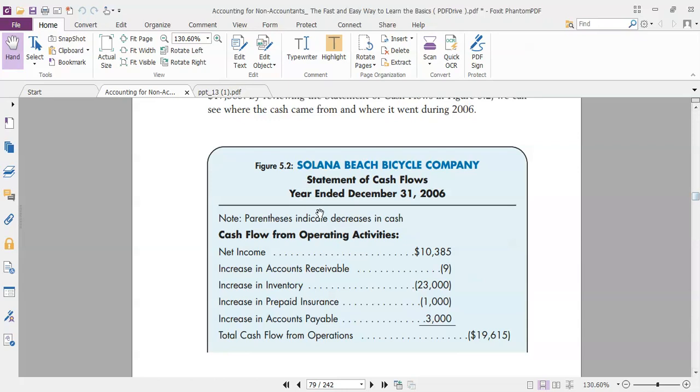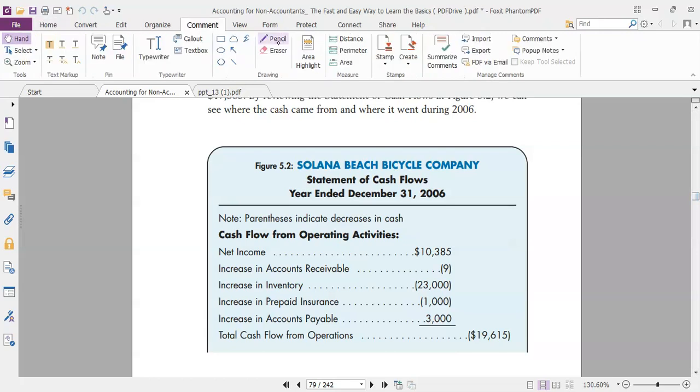In this note, they show you the statement of cash flow for indirect method. Most companies will use the indirect method in order to prepare the final statement of cash flows. So the first one, you should have the net income.